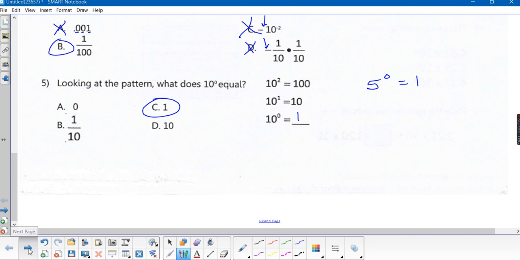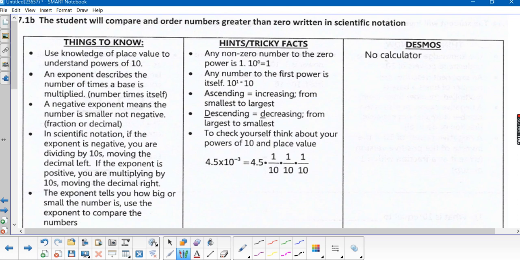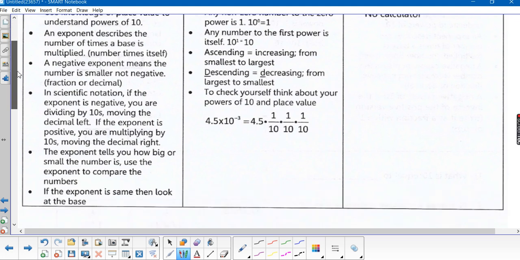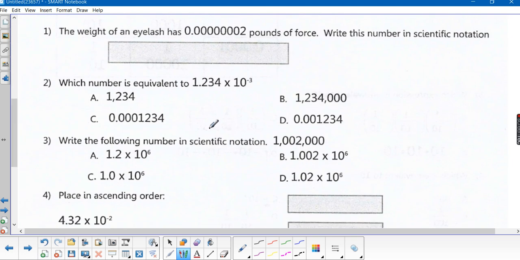Let's jump over to the next page. On this one, I believe we've got scientific notation. So scroll down, you can read through this yourself. The weight of an eyelash, well, that's a very small number, in pounds of force. Write this number in scientific notation. We know the key is putting the decimal in the correct place.